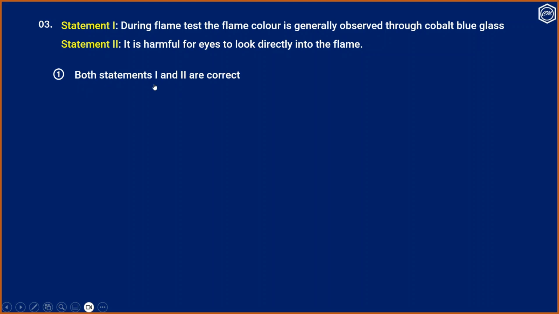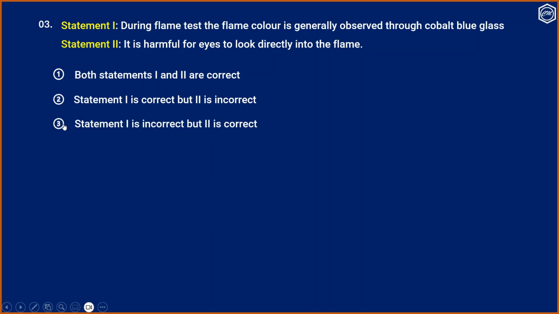Option 1, both statements 1 and 2 are correct. Statement 1 is correct but 2 is incorrect. Statement 1 is incorrect but 2 is correct. Both statements 1 and 2 are incorrect.